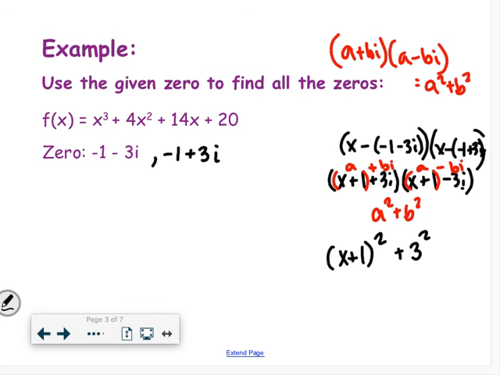Then I just have to multiply out x plus 1 times x plus 1. That's x squared plus 2x plus 1, plus the 3 squared, which is 9. So that quadratic that Nick said we would get is x squared plus 2x plus 10. If I did the quadratic formula with this quadratic, my solutions would be -1 plus or minus 3i.